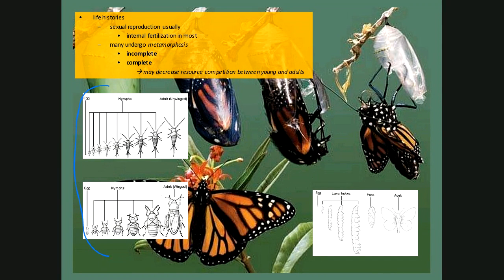The reason why we think that complete metamorphosis may have come about in insects is because it can allow a division of resources, so that the adult butterfly and the caterpillar that's going to become the adult butterfly, of the same species, don't eat the same thing. So they can live in the same area, but it decreases resource competition. We talked about dispersal. Dispersal does that, but if you have two different forms, it does it as well.